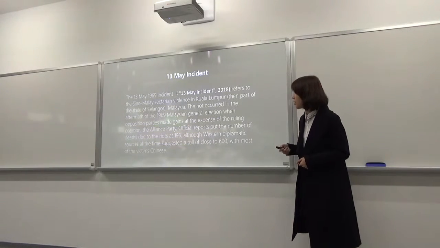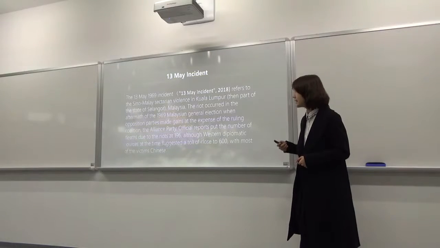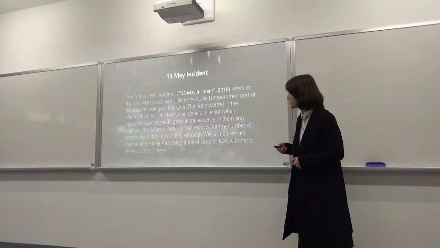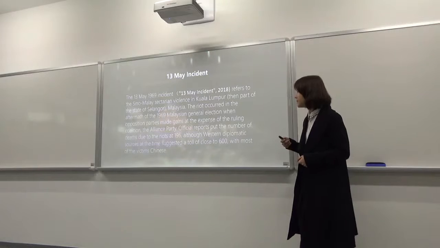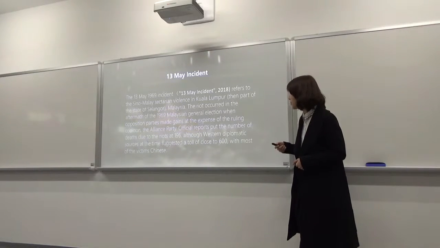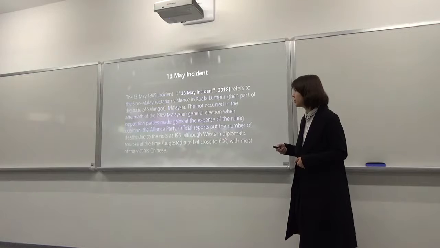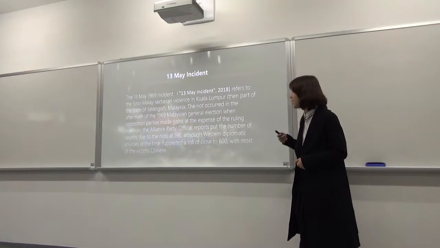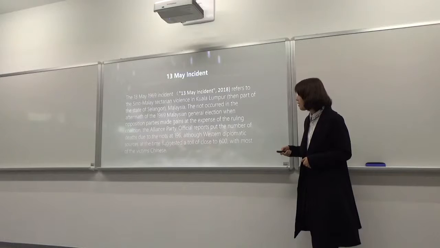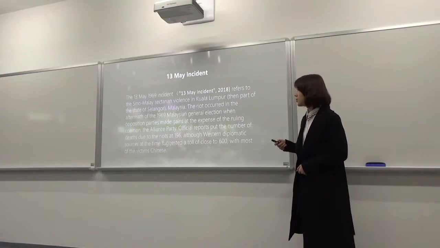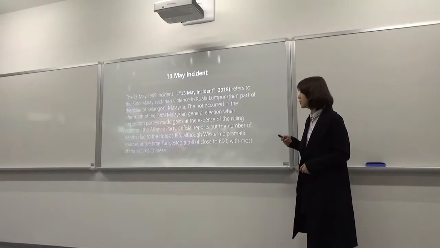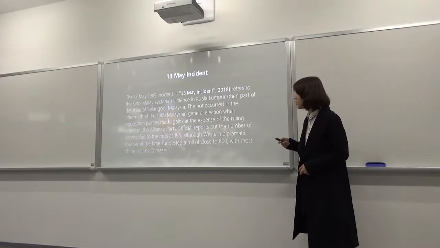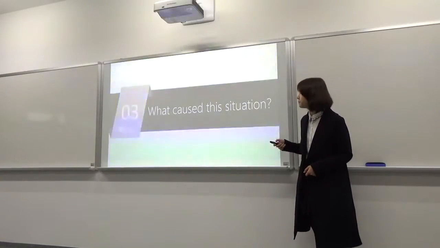The riot occurred in the aftermath of the 1969 Malaysian general election, when opposition parties made gains at the expense of the ruling coalition. The Alliance Party official reports put the number of deaths due to the riots at 196, although Western diplomatic sources at the time suggested a total of close to 600, with most of the victims Chinese.